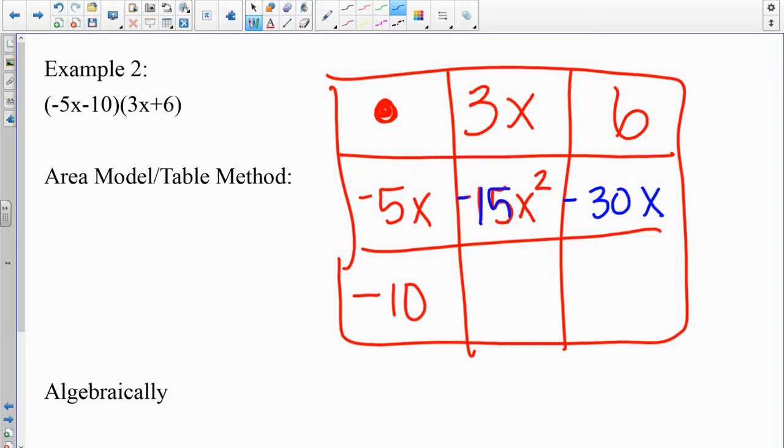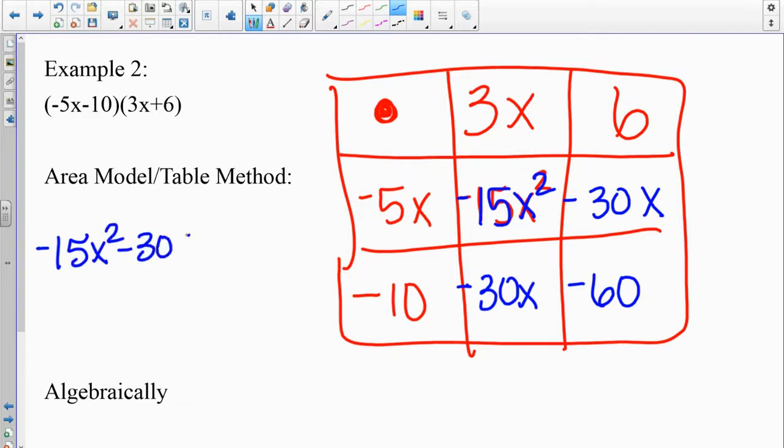Change that color so it helps you visualize it. And then this one is a negative 10 by 3x, negative 30x. And then this corner right here is the 6 times the negative 10, which is negative 60. So if I write those out, I get negative 15x squared. I have negative 30x, I have another negative 30x, and then I have a negative 60. I like to write them in order of the highest exponent to the lowest exponent, just because it's already in standard form, and then I don't have to rewrite.